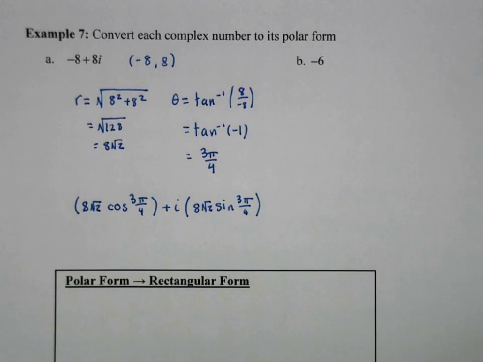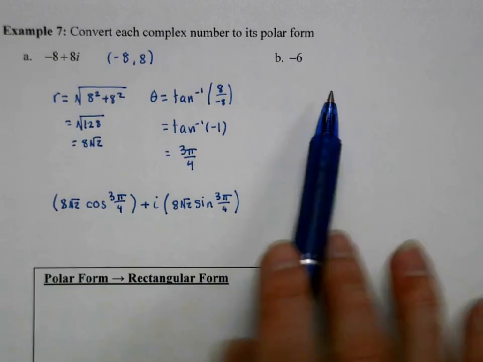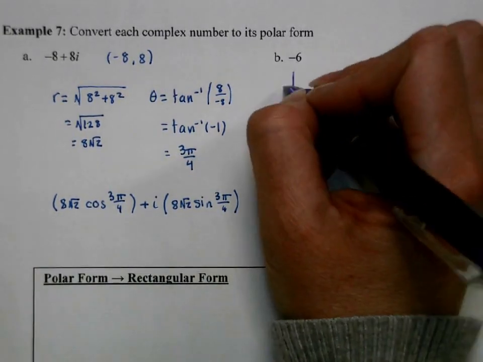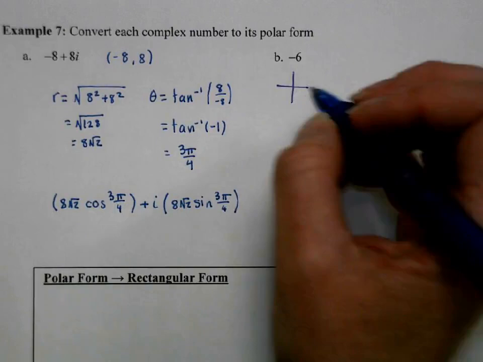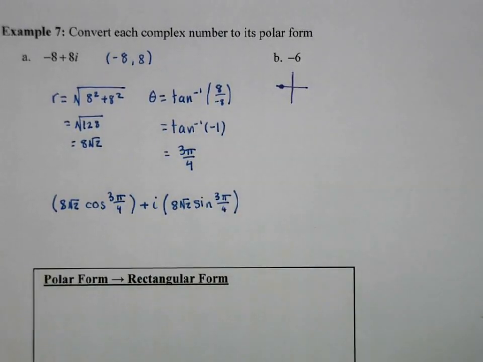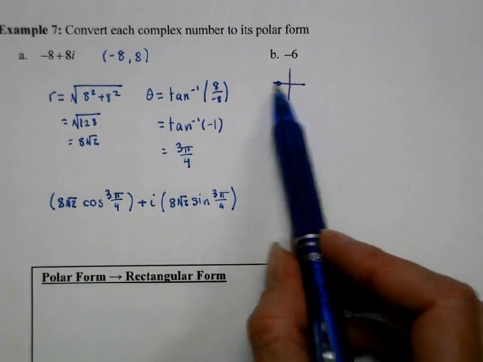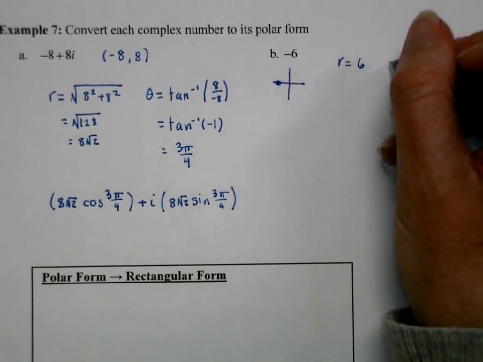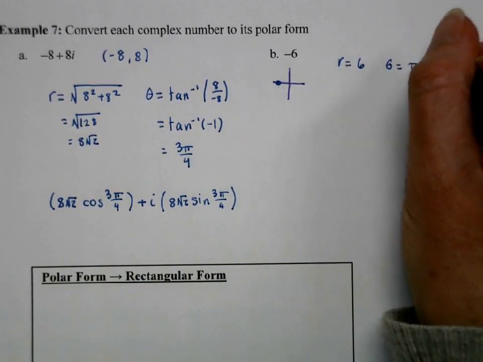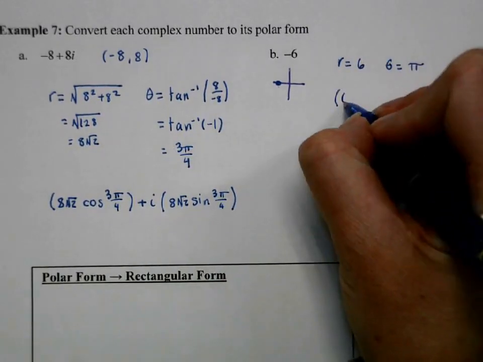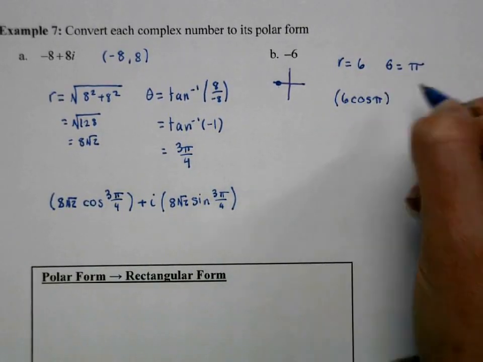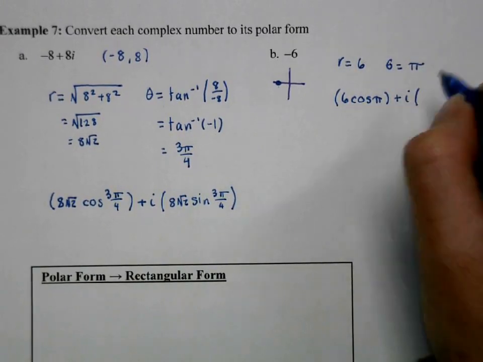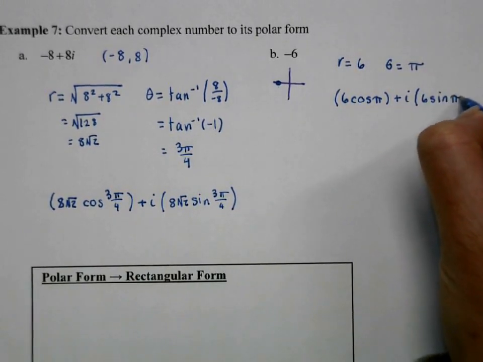Here, before we kind of talked about this, I'm going to go just to our graph. So my negative 6 is going to be on the real axis, back 6. So my r there is going to be 6. My theta is going to be pi. So when I write this one, this is going to be 6 cosine pi plus i 6 sine pi. Again, why would you take a nice pretty number like negative 6 and turn it into this? These are equivalent. There's just some other things that we can do with that.